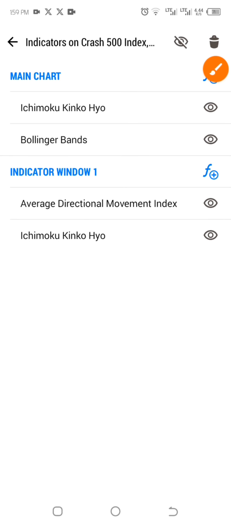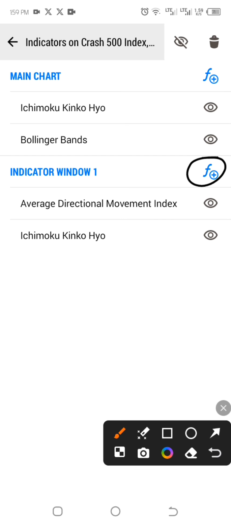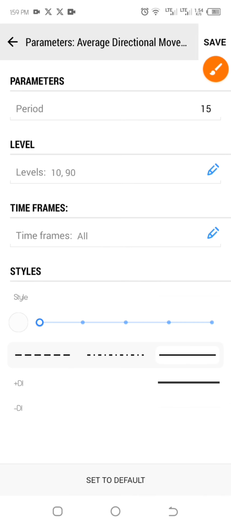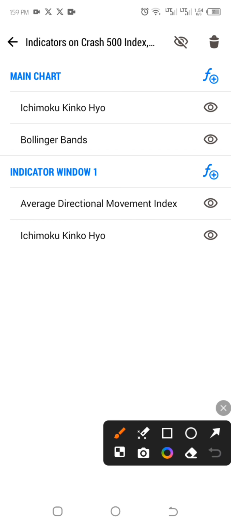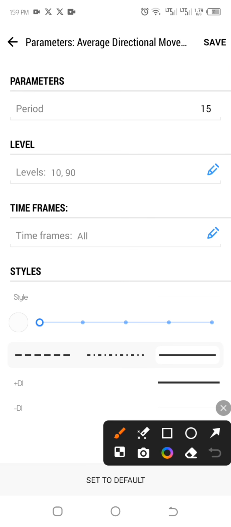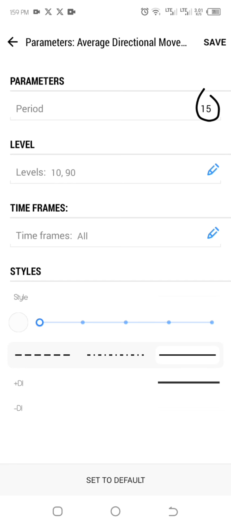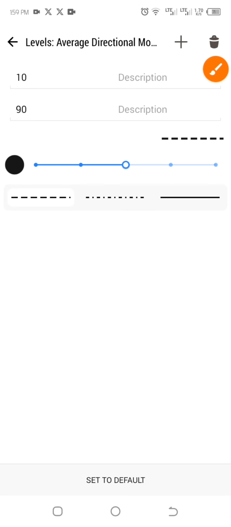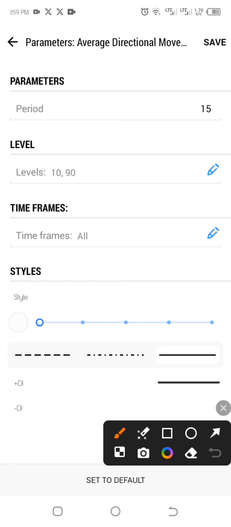Now for the next indicator, which is the ADX, you click on this F icon right here, search for ADX and click on it. For the ADX, the period is 15, the levels we need are the 10 and the 90 levels. For the style, we only need the plus DI style, and click on save once you set everything up like that.